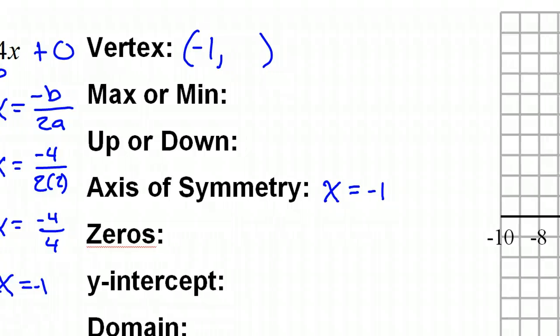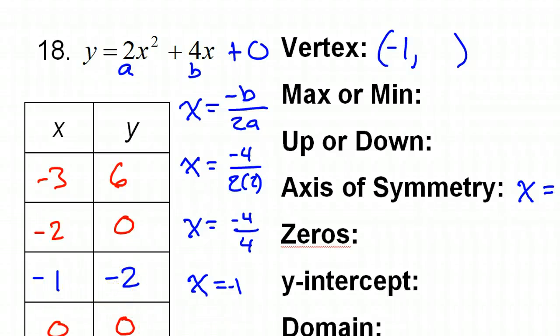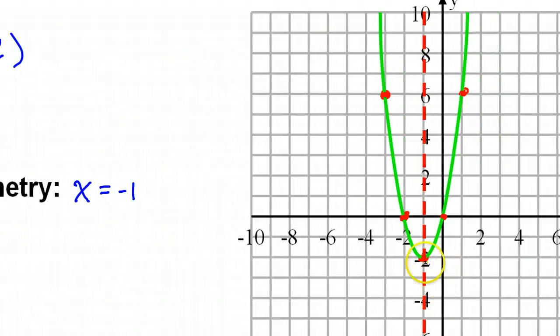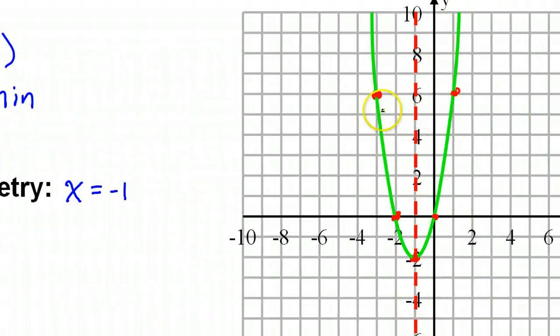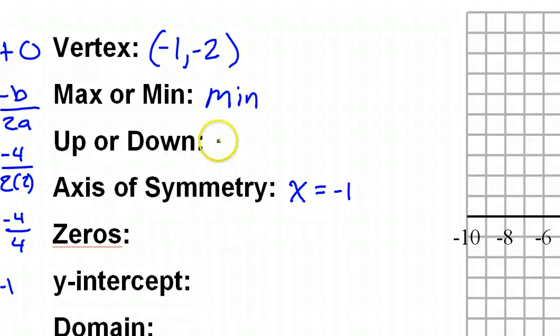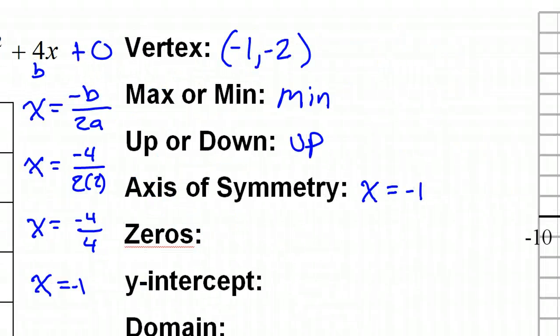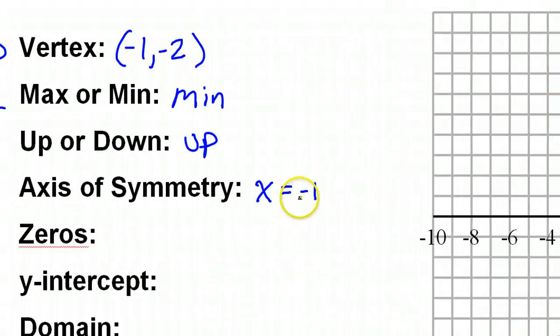Now, let's answer the rest of these questions. So the vertex turned out to be negative 1, comma, negative 2. Now, this vertex, because it's at the very bottom of the graph, we know that it is a minimum. Clearly, this parabola is reaching for the sky. So this is facing up. We knew it would be upward facing from the equation because the a value is positive. We already had the axis of symmetry, but now that we look at it, yes, it is a vertical line at negative 1. Thus, x equals negative 1.